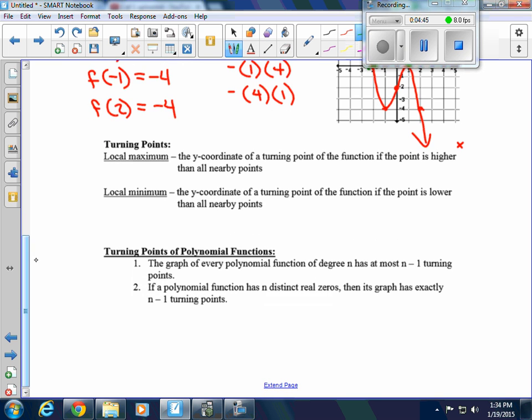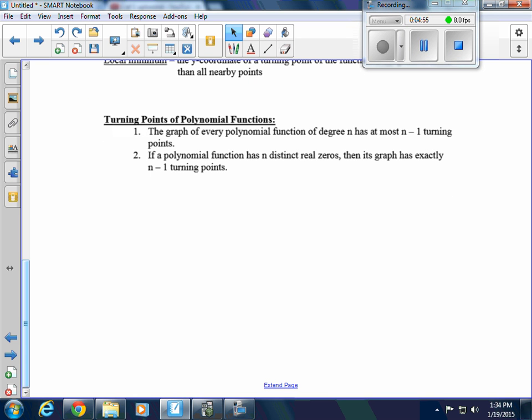So when we look at the turning points of a polynomial function, it says this: the graph of every polynomial function of degree n has at most n minus 1 turning points. If it's a third degree polynomial, the most turning points it could have is 2. If it's a 25th degree polynomial, the most turning points it could have would be 24. It's always one less than the degree.